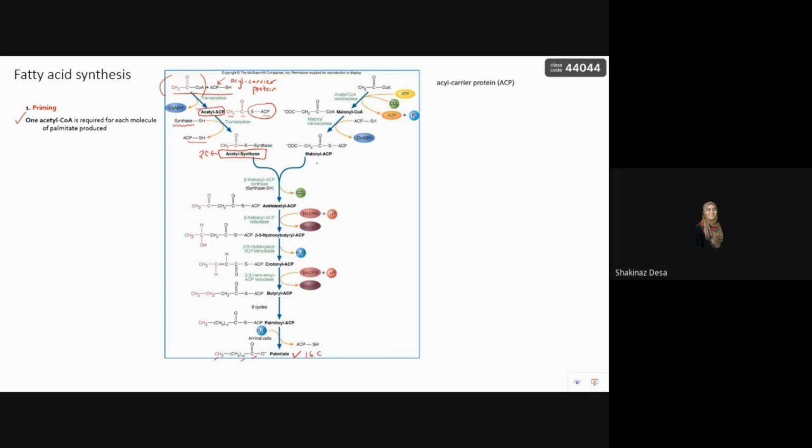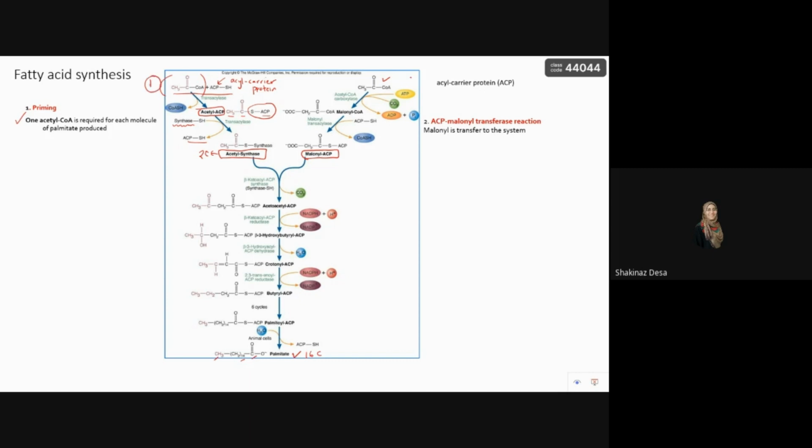Mari kita tengok yang sebelah satu lagi. Sebelah satu lagi ialah pembentukan malonyl. Nak menghasilkan malonyl ACP. Inilah malonyl ACP. Bagaimana nak buat? Sama juga. Kita perlukan acetyl-CoA. Meaning, to start off, total of acetyl-CoA required adalah 2 lah. Satu untuk priming. Satu lagi untuk membentuk malonyl ACP. Right? Satu kat sini.